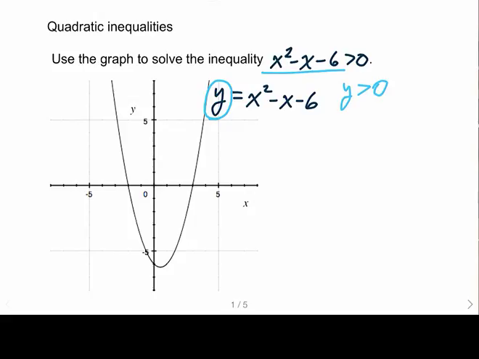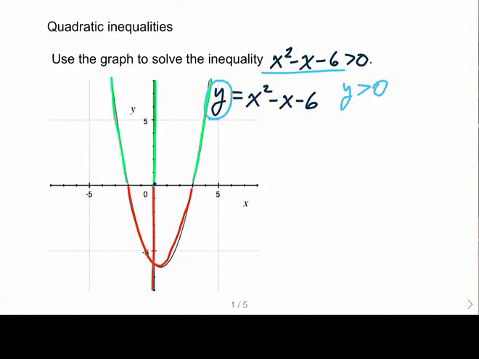What I want you to think about is that the y values are the output values, and below the x-axis all the y values are negative. Above the x-axis all the y values are positive, and on the x-axis the y value is 0. In other words, any part of the graph that is above the x-axis has positive outputs, and therefore y is positive. Any part of the graph below the x-axis has negative outputs, and so those are where y is negative.